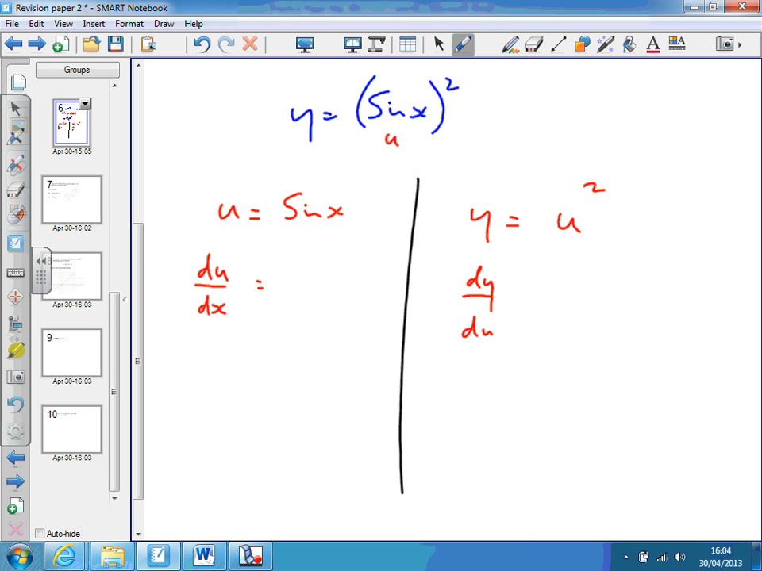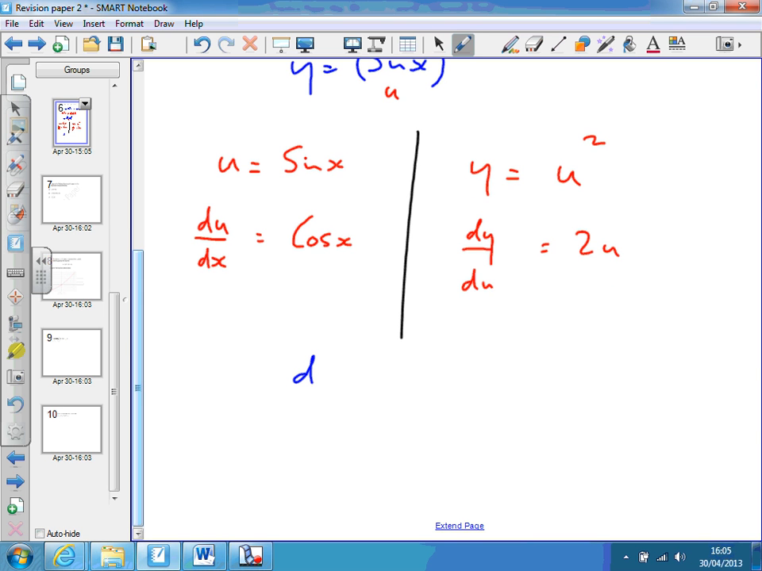So du by dx, the differential of sine is just cos x, and the differential of y with respect to u is just 2u. And then the chain rule says, and it's on your formula sheet, dy by dx, which is what we're after, equals dy by du multiplied by du by dx. In other words, I just multiply these two answers together.